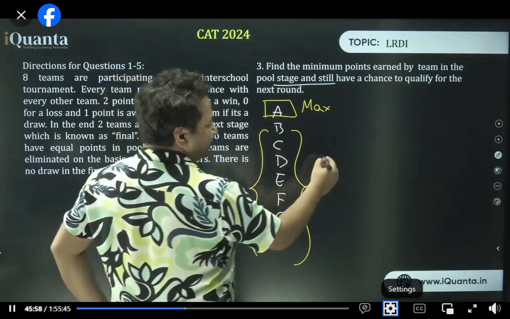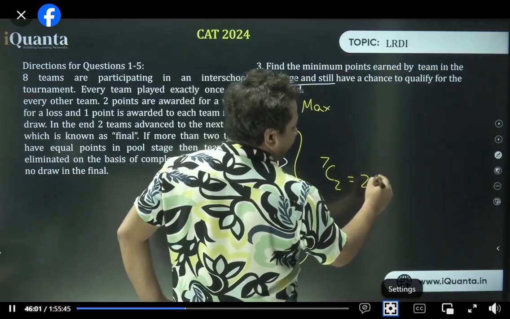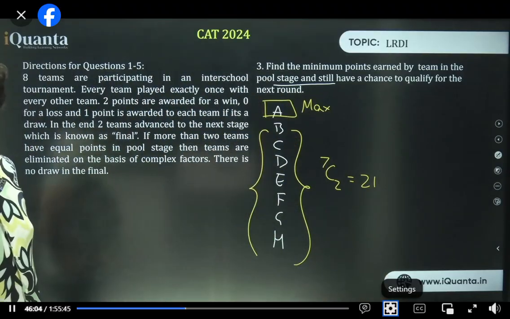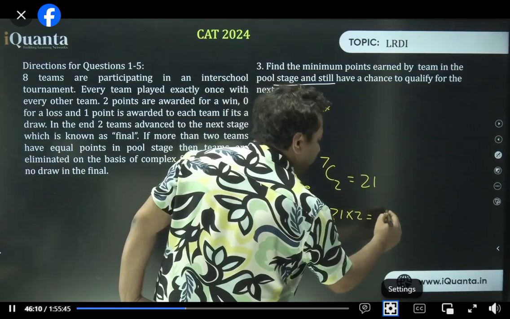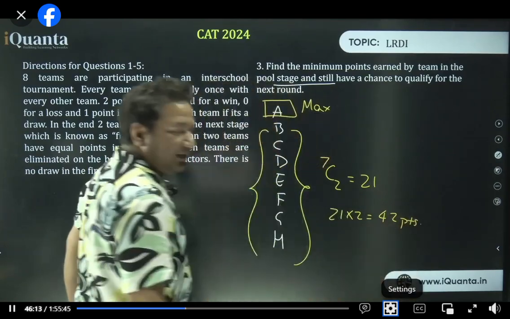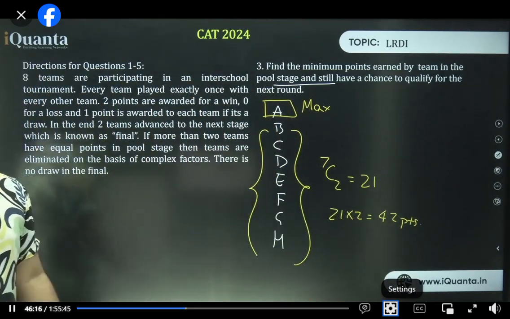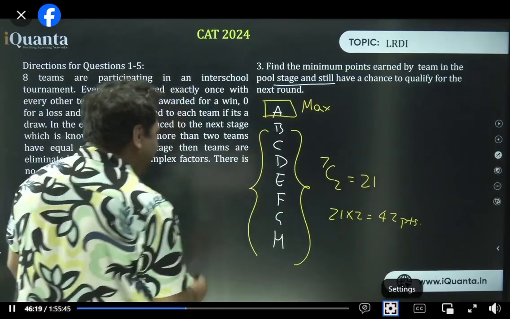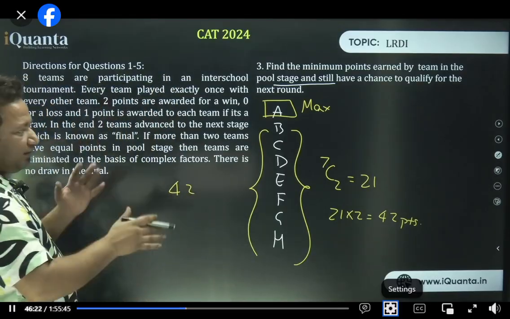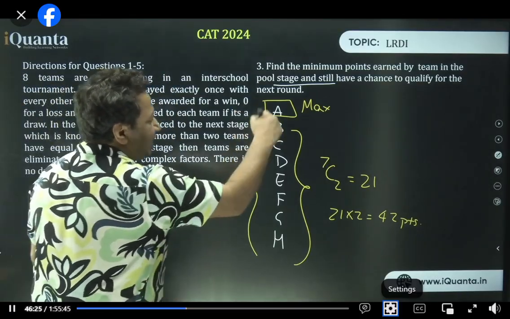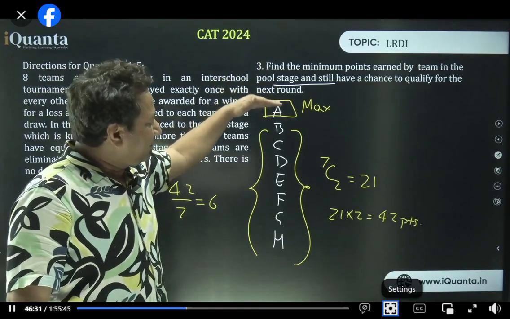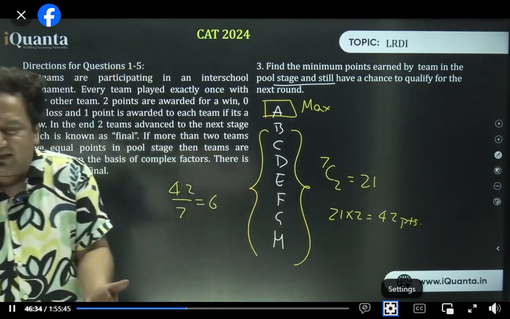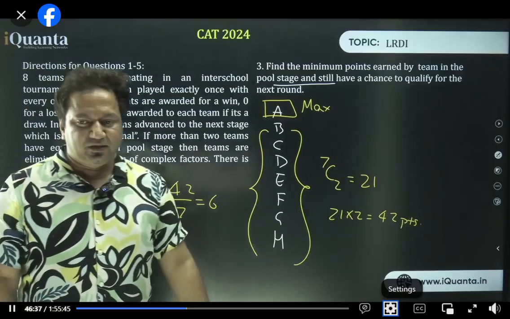So what can be done? How many teams do we have here? 7. So 7C2 overall, 21 matches will be played, right? These 21 matches will be fetching 42 points in total. And now I need to minimize. That can be done through a simple thing. I divide 42 and distribute these points equally among the 7 teams. That is 6 points each. Everyone gets 6. So A is definitely going, and one among these who are getting 6 points each will also go due to some complex factors. So the answer is 6.